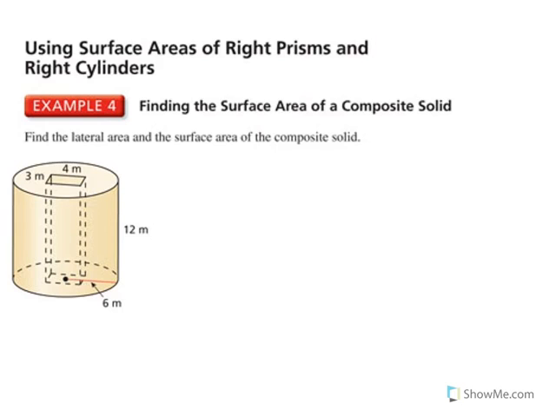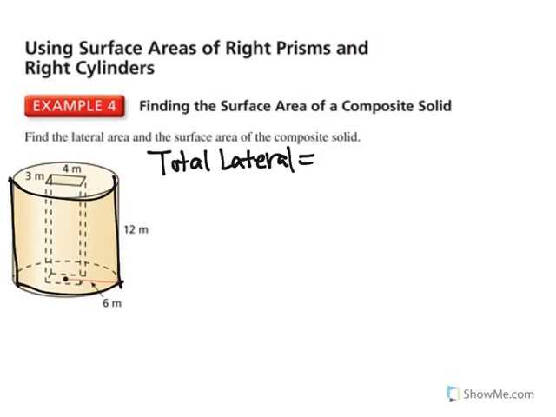Example number 4, we're going to find the lateral area and the surface area of the composite solid. Alright, so to find the total lateral area, we have to think to ourselves, okay, so we need the lateral area of the cylinder, plus we need the lateral area of the prism inside. Okay, so I'm just going to say lateral area of cylinder, lateral area of prism.